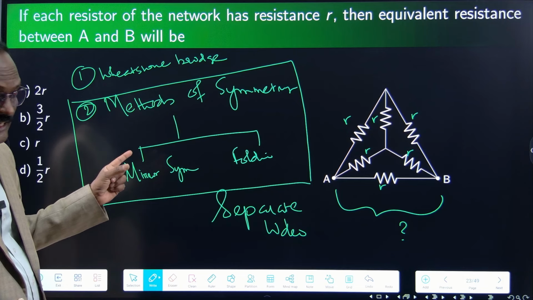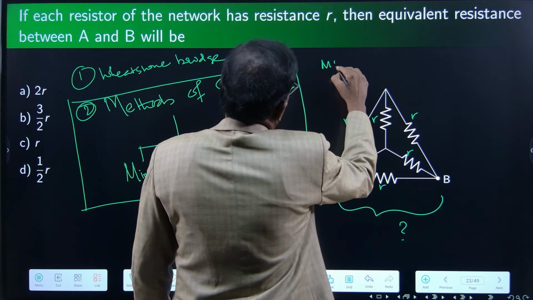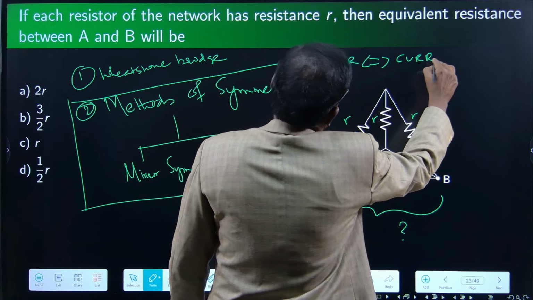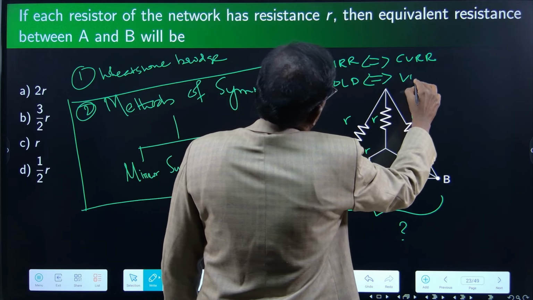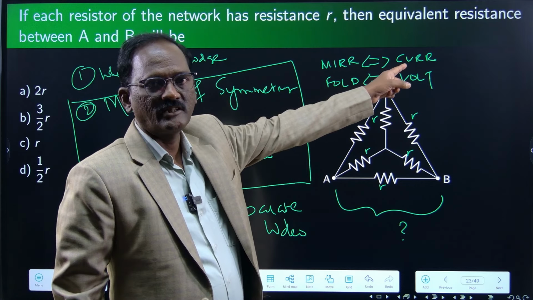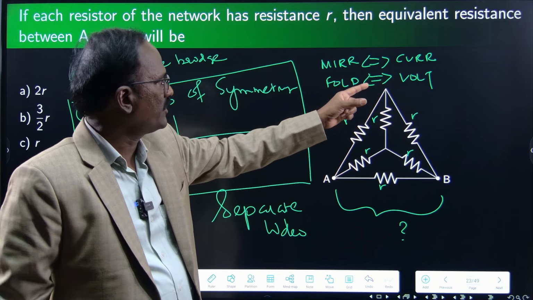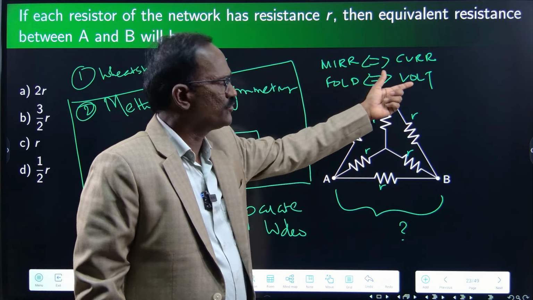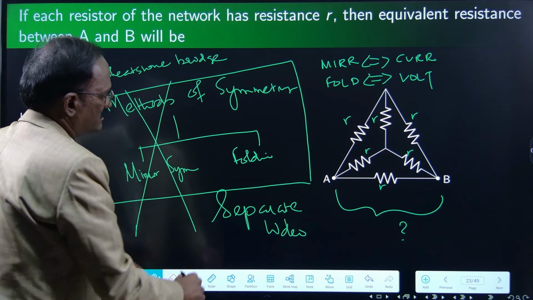One trick is also dealt with in the topic methods of symmetry: mirror, fold, volt. This is a trick I will use. Mirror symmetry, I will look for the currents. Folding symmetry, I will look for the voltage. You go and watch that video. Mirror, fold, volt, some rhyming is coming. But here I am not going to use this method in this problem.